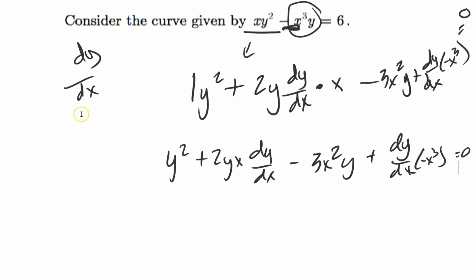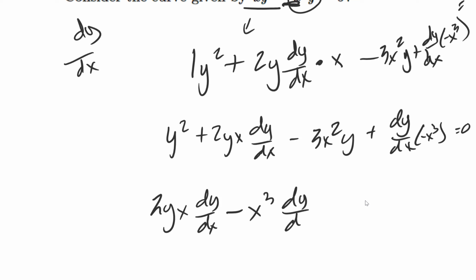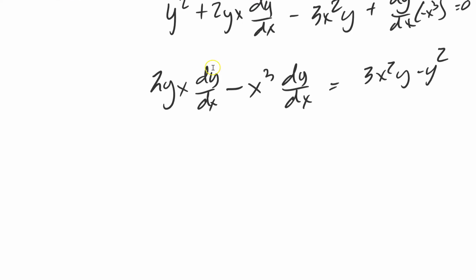So what we do next is you want to get the dy/dx's all on the same side. Right now they already are, but I can move everything else out of the way. So I'm going to subtract the y squared, and add over the 3x squared y. So you can get this: minus x cubed dy/dx equals 3x squared y minus y squared. So you get all that, dy/dx's on the same side.